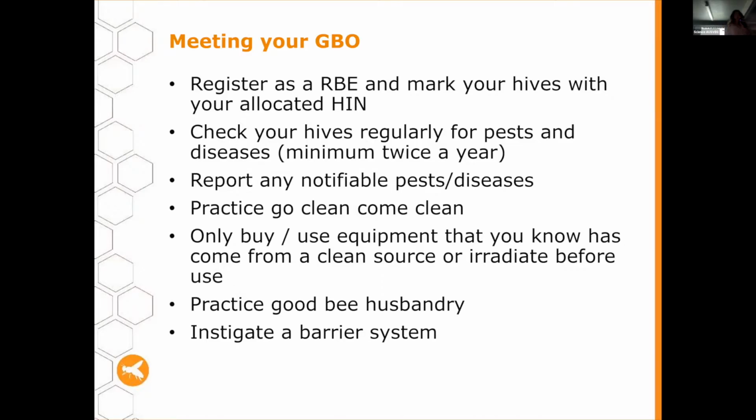The next one is to check your hives regularly for pests and diseases. The bare minimum is twice a year. We recommend closer to once every 4 to 6 weeks. Report notifiable pests and diseases, which I'll talk about in a minute. Practice go clean, come clean, which Kerry has already talked about. If you're buying equipment that's secondhand or used, ensure that it's come from a really clean source, and if you can, get it irradiated or sterilised. Practice good bee husbandry, which I'll also go over, and instigate a barrier system.